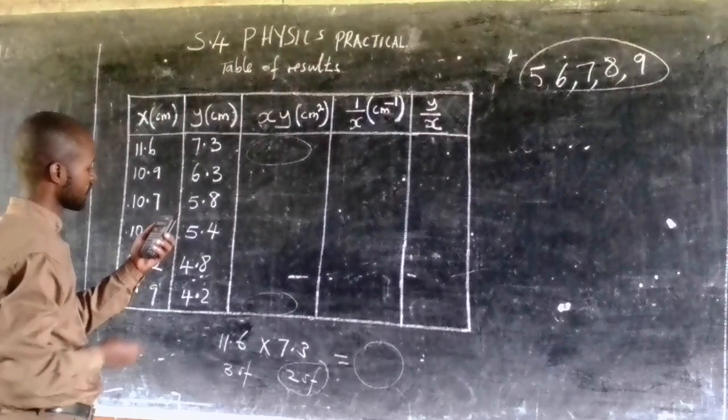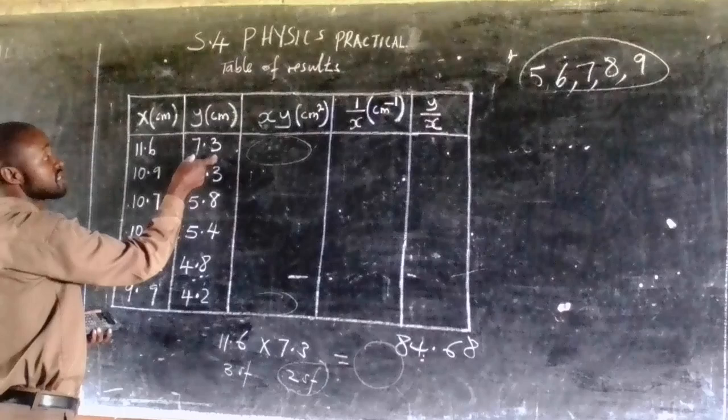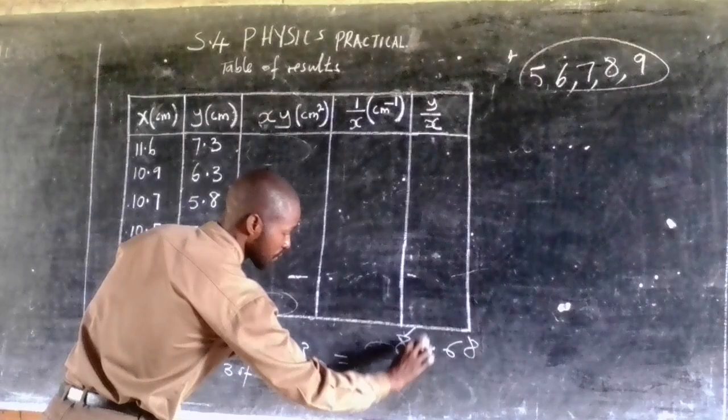The answer I have in general is 84.68. But the rule is saying when you are multiplying two numbers, first notice their significant figures. This is having three, this is having two. The final answer should have two significant figures, as I have demonstrated here. So this answer here, this is significant, this is significant, those are two already.